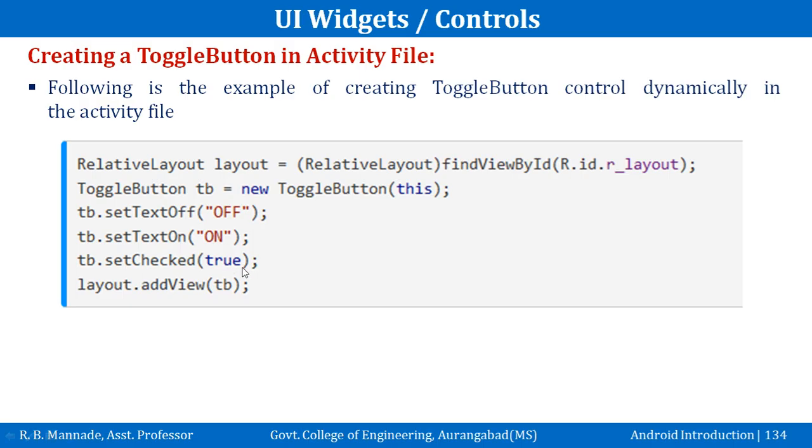It means by default, whenever your application will be running, at the beginning its state will be set to the on position or say checked position, and at the end we are adding this particular toggle button to this layout which is of type RelativeLayout. So layout.addView(tb). So it will create one toggle button and add it to this relative layout. In this way we can create a button in the activity file as well.